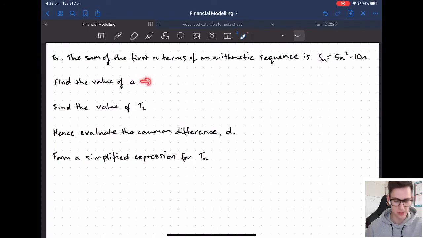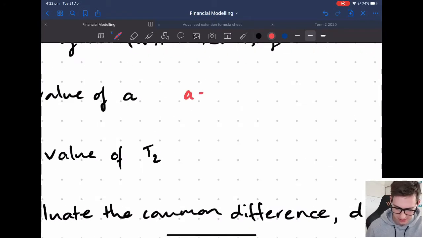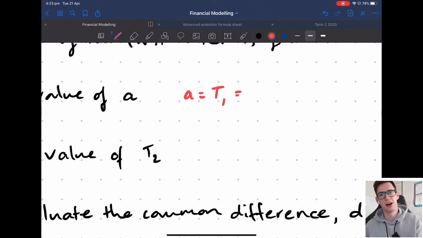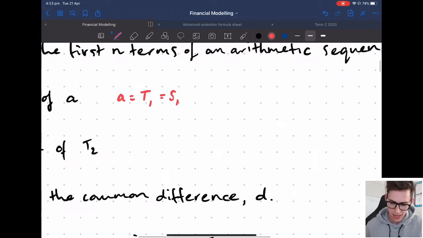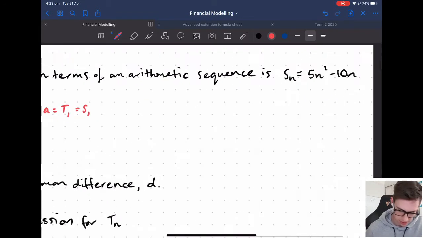Our first job is to find the value of a. Now, when we find a, you have to think about a being the first term in a sequence. If I'm talking sums and series, the first term is just itself because you haven't added anything on. So that is the same thing as the sum of the first term because it's just the first term. So all we're going to do is grab our formula and pop in 1.